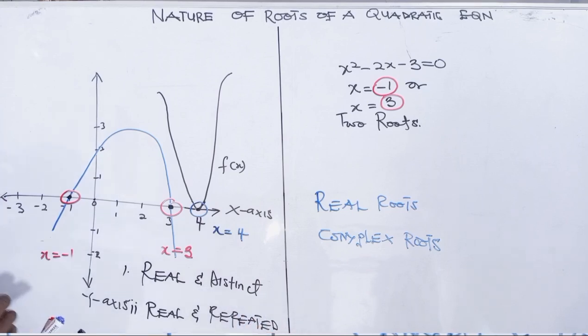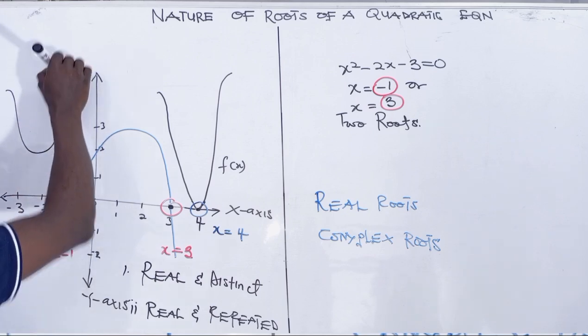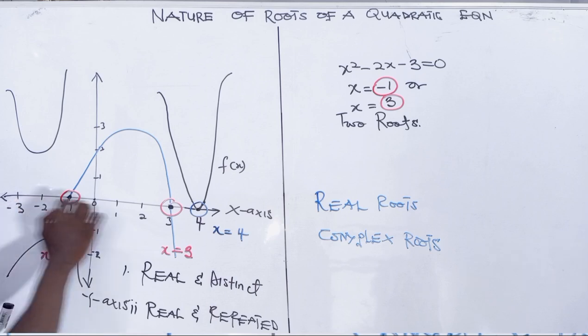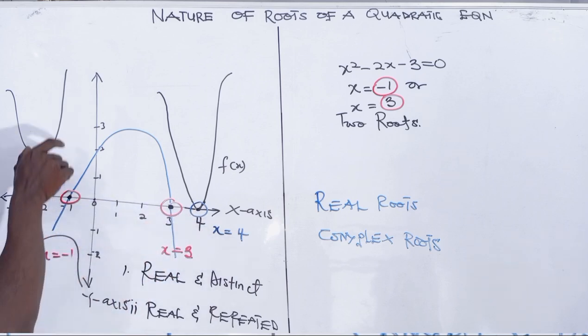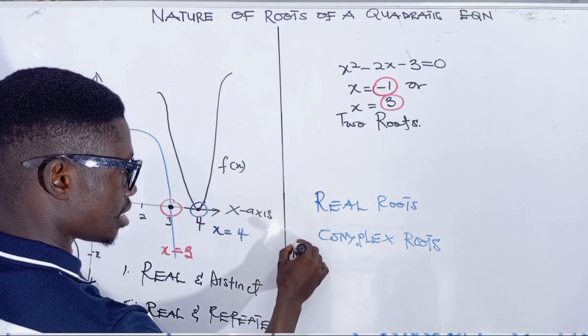You can have a quadratic curve which will not intersect or cut the x-axis, but rather it's going to either hang in the air above the x-axis or below the x-axis. Since these two curves do not intersect the x-axis, the root of this quadratic equation is not going to be real, but rather it's going to be what? A complex root.